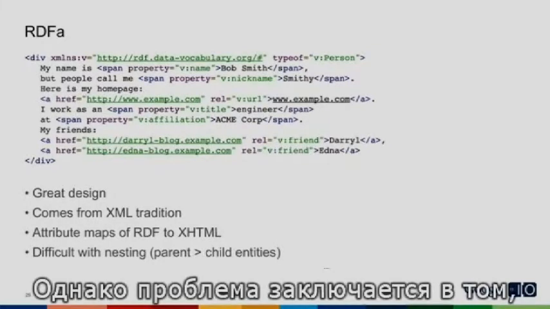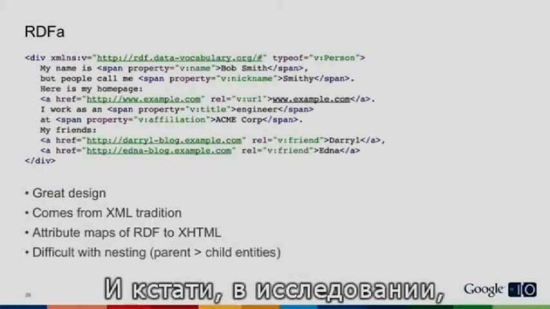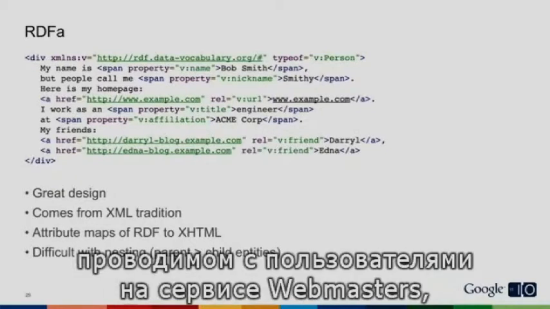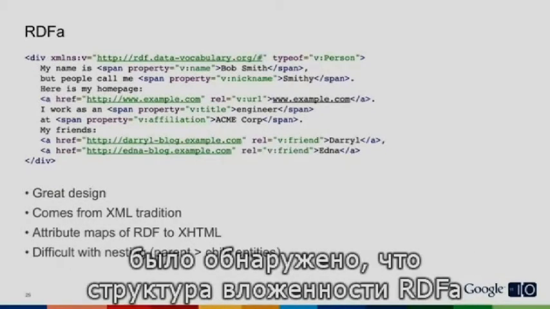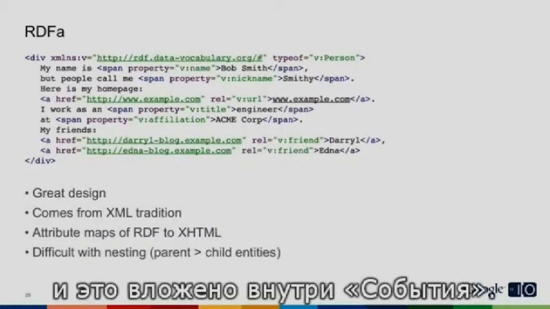The problem, though, is that sometimes this can be a little confusing to write. And in fact, in user studies with webmasters, they found the nesting structure of RDFa to be particularly confusing. That's when, say, you have an entity such as an event, which includes an entity such as a location that's nested inside the event. That particular markup can be a little confusing.